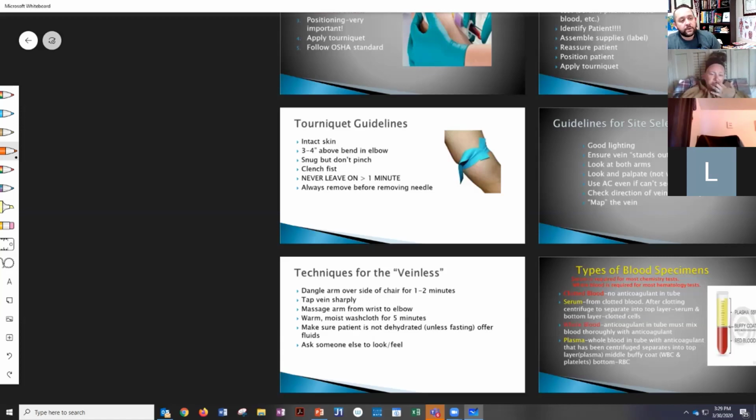I would make sure I noted a couple of these things here, though. 3 to 4 inches, 1 minute, no longer. You don't want it too tight. You want to make sure you're putting it over a site that's not compromised here, okay? Those are all kind of test questions. Make sure your lighting is good. That is one of the best things you can do. And you want to make sure you can actually feel or see veins.